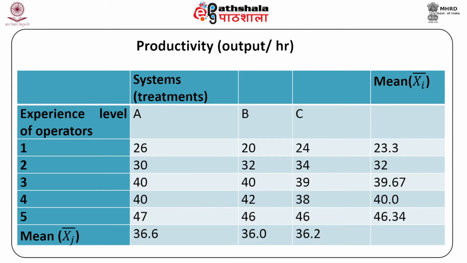So what is the solution? We have in our table, in the last column and in the last row, the means of the respective rows and the respective columns. The row means, denoted as x i bar, are 23.3, 32, 39.67, 40 and 46.34, and in the last row we have the column means, denoted as x j bar, which are equal to 36.6, 36 and 36.2. The grand mean, x double bar, is equal to 36.27.